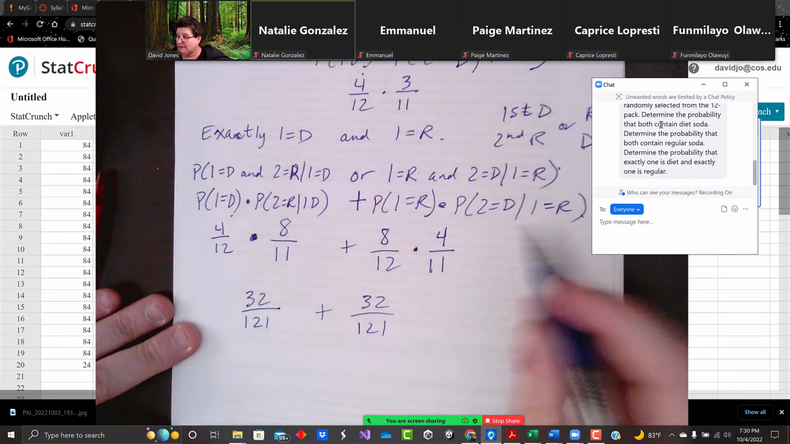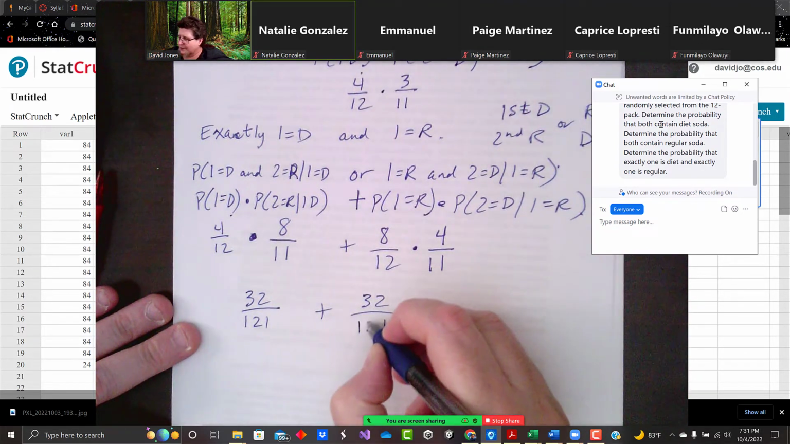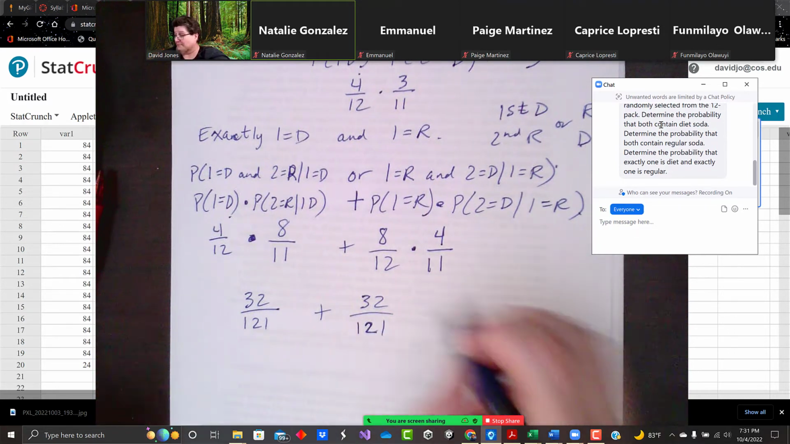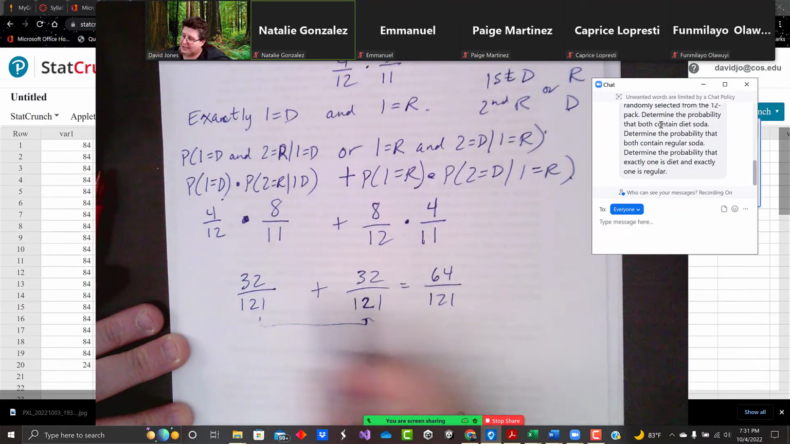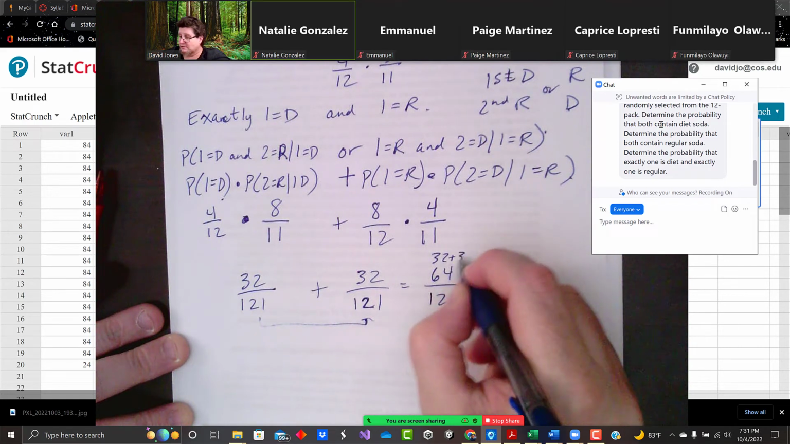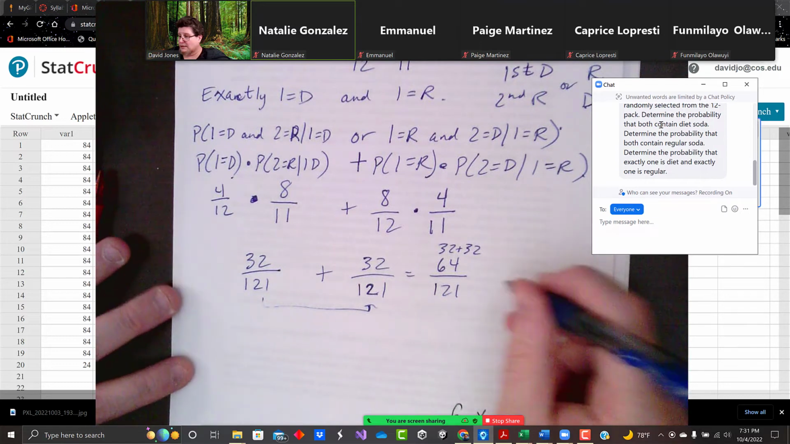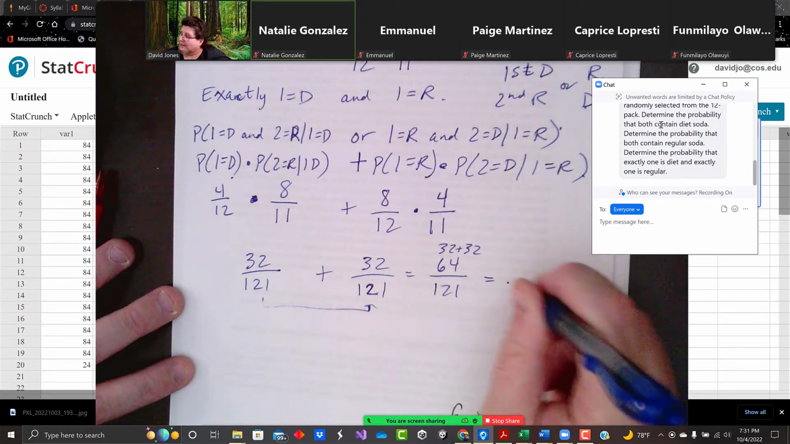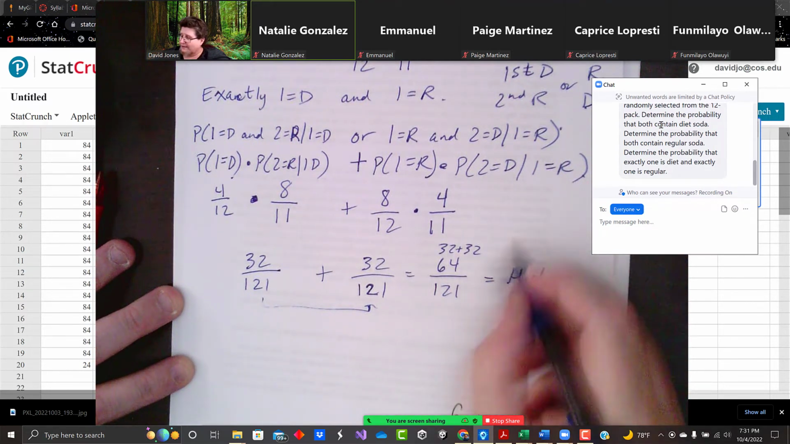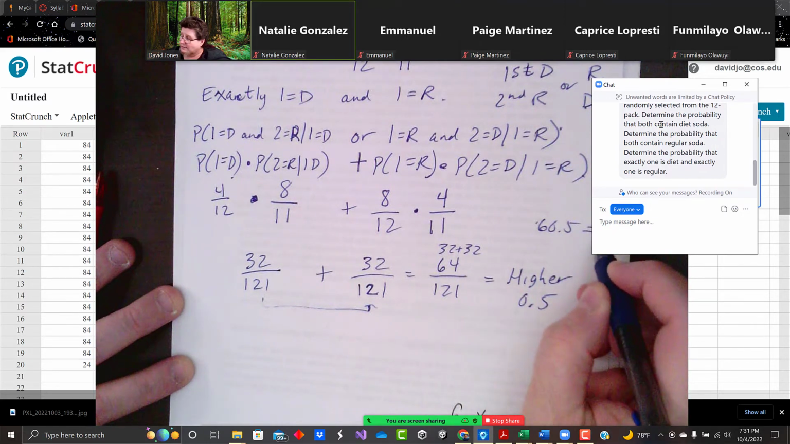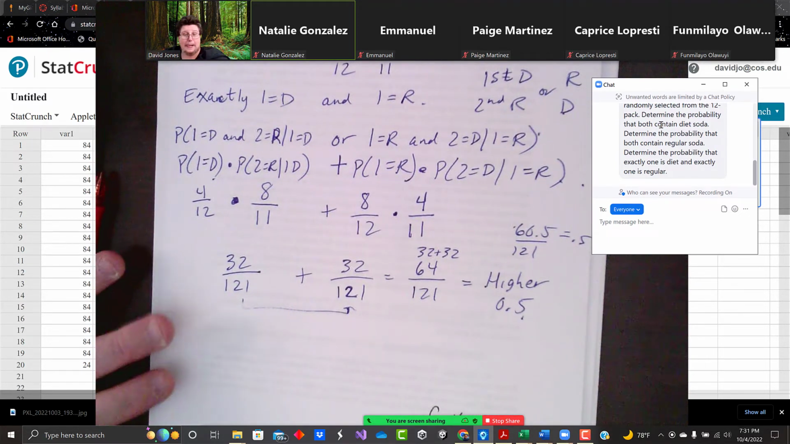So you could really just generally do one of them and multiply it by 2. I think you're better off doing this just in case they change some things up. This is 64 over 132. The denominators match, so I can just add the numerators. So whatever this is as a decimal, it's a little higher than 0.5. 66 would be half. So we have 64. It's a little bit lower than that. So that's how we would do that one.